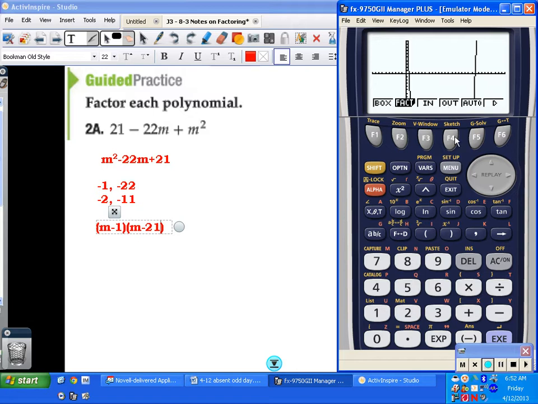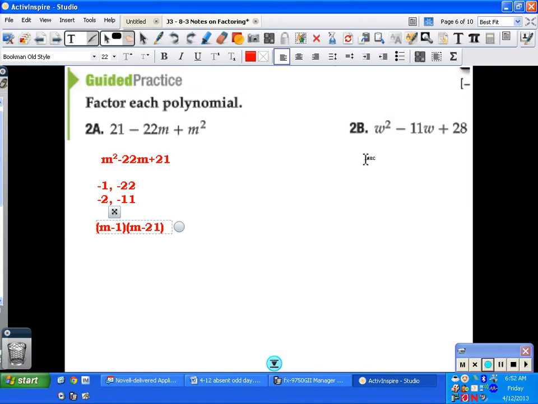I can zoom in and out so I can see the whole parabola, but what I've done now is I've drawn the parabola twice and I get the same answer, so that one works also. Take a second, see if you can figure out this one. This one is in the order we like. It's in standard form. So we're looking for two numbers that multiply to 28 and add to negative 11.